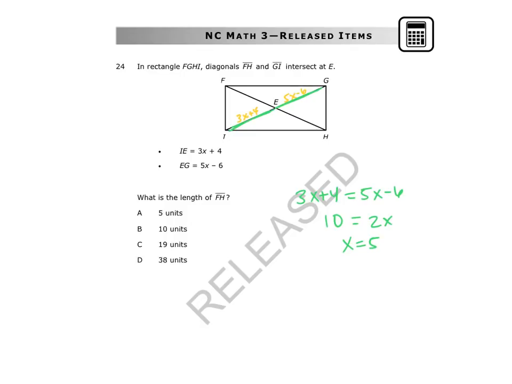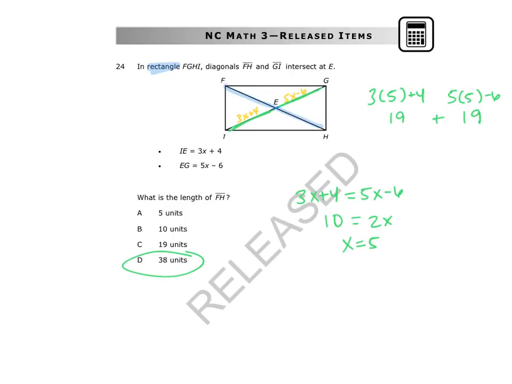Then the question asks, well, how long is FH? Now, this time they were very specific in saying that this was a rectangle, which means that these two diagonals are actually congruent, the whole length of them. So I'll find out what each one of these pieces are and add them up together. So 3 times 5 plus 4, that's 19. And 5 times 5 minus 6, that's 19. So 19 plus 19 will give me the whole length, which will be D. Okay, so FH, the whole thing, is D.